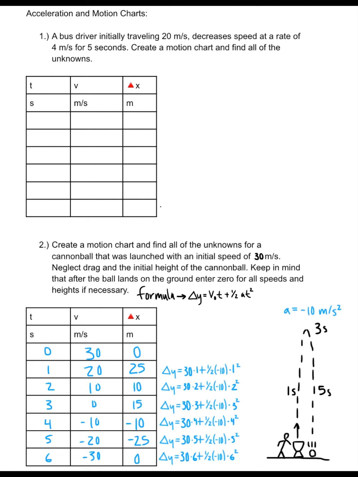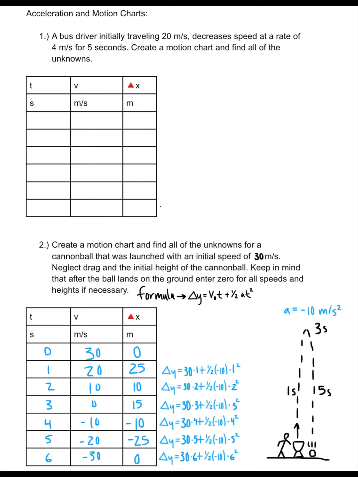So just like our first problem, we're going to go ahead and plug in our chart with the time, and it'll be between 0 and 6 seconds. Then we can plug in our velocity, which will start with 30, and then we'll decrease it by 10 each time because of gravity, and acceleration due to gravity is -10 meters per second squared.